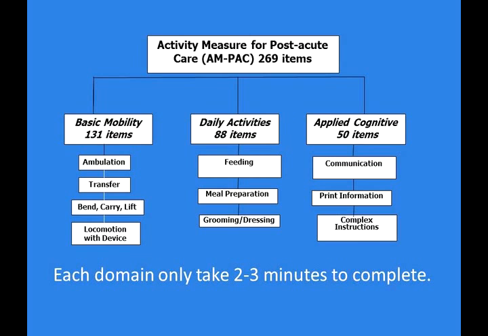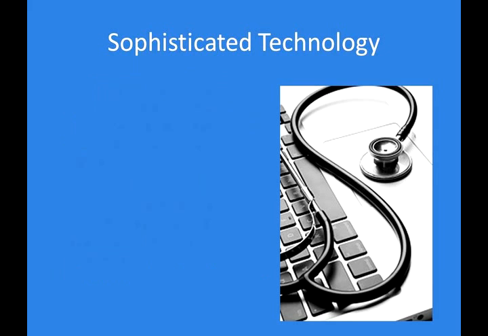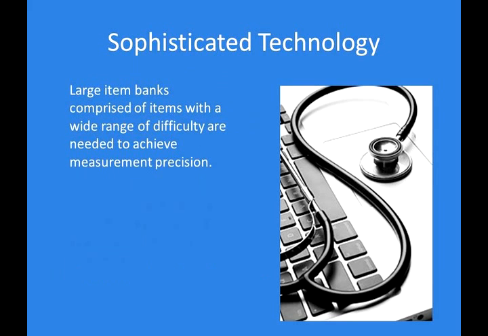Each domain takes only 2 or 3 minutes to complete, and you might wonder how the hundreds of items included in the PAC domains can be administered in only a few minutes. This is where the PAC's use of sophisticated technology comes into play. Clearly, a large number of items with a wide range of difficulty are needed to assess the functional abilities of patients who receive services in different post-acute care settings.